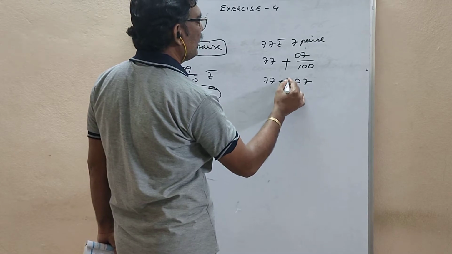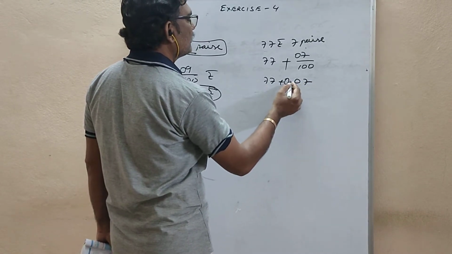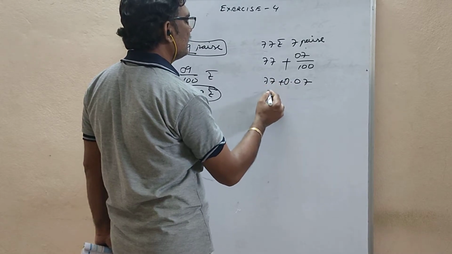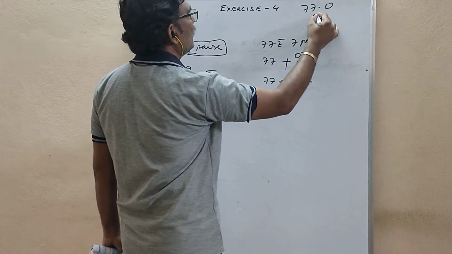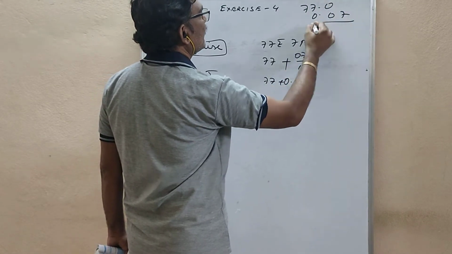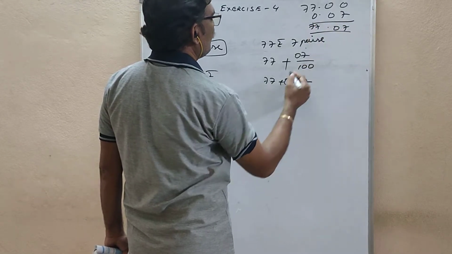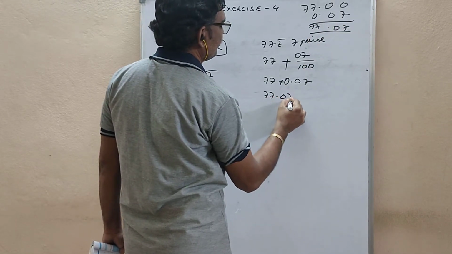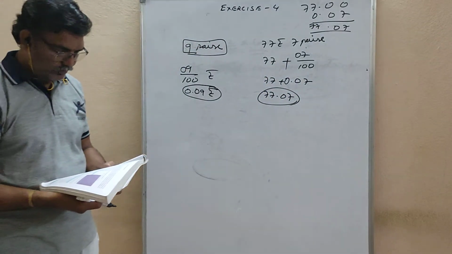0.07 means point, before it also you can keep 0 here. 0.07. If you add, point after here 0, here 77. 77 means 77.0, plus 0.07. So if you add, you are getting 77.07. So it is conversion of paise into rupees.